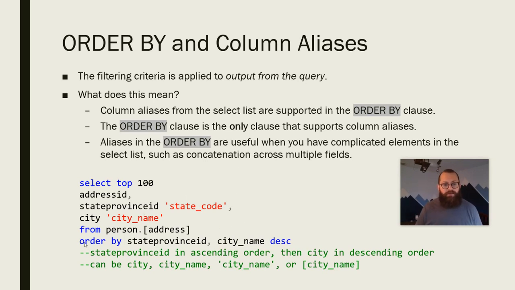Then we put an order by clause after from, and the order by is going to be the last clause in your query. You're going to have order by state province ID and city name, and then with the DESC keyword. So what does this mean?